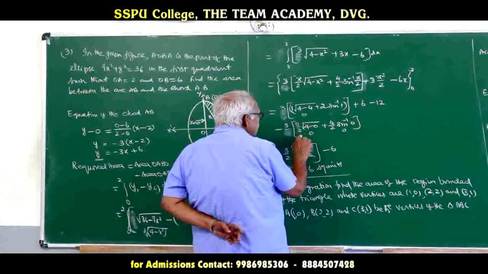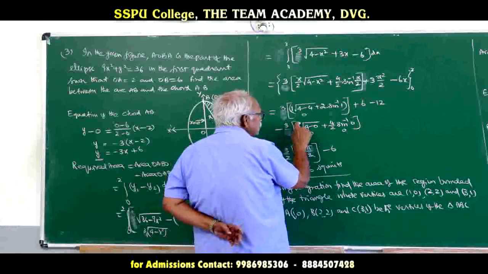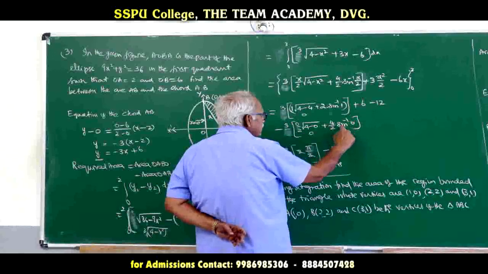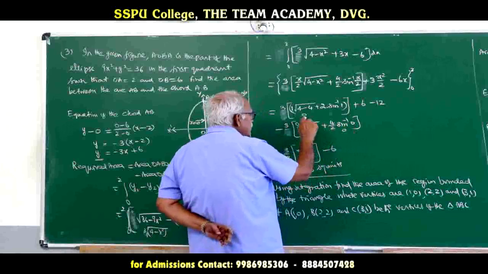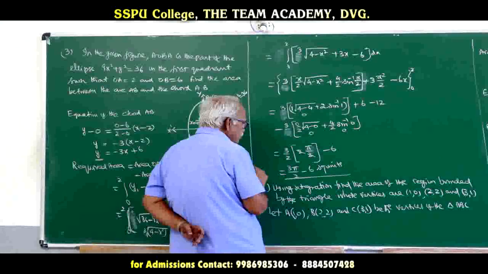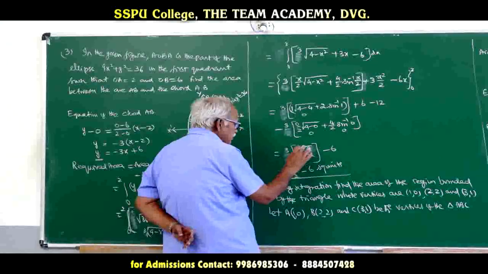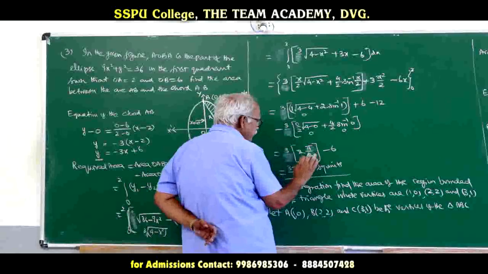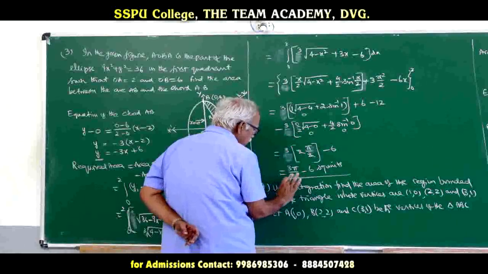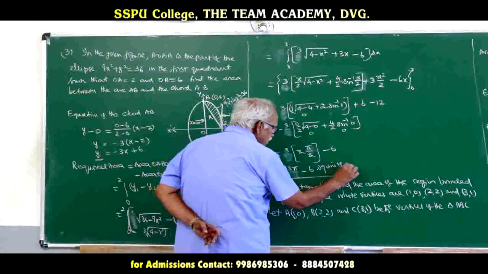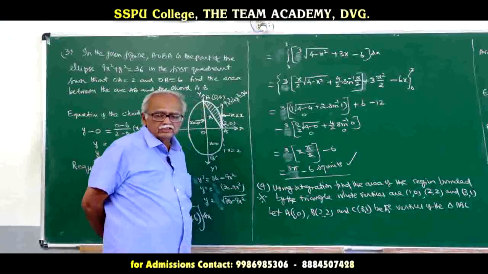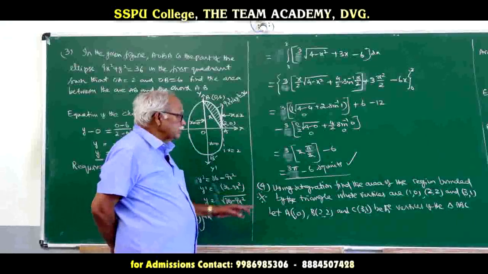3 into 0 by 2, x is 0, and sin inverse of x by 2, 0. So, these two are sin inverse of 0 and this 2. So, these terms become 0. So, what we are going to get is only 3 into 2 into pi by 2, sin inverse of 1, which is pi by 2. Now you will get 3 pi minus 6 square units. So, it is a worked out example in the book, we can refer to it easily.